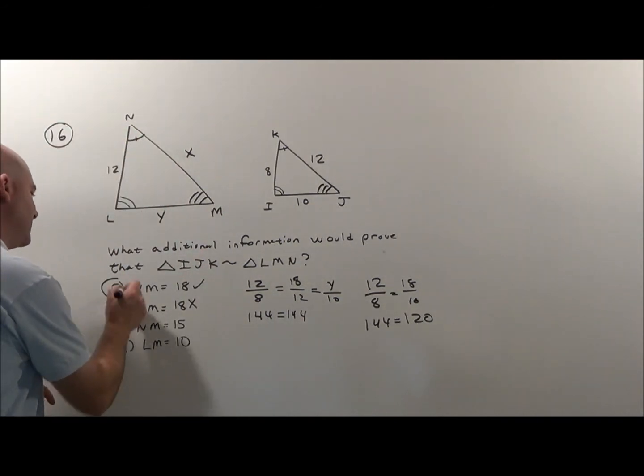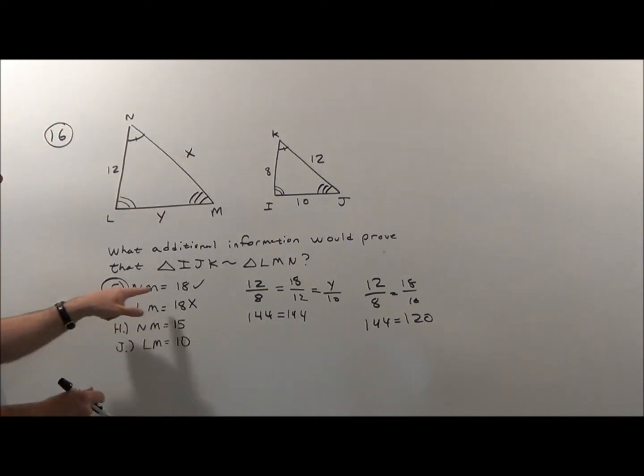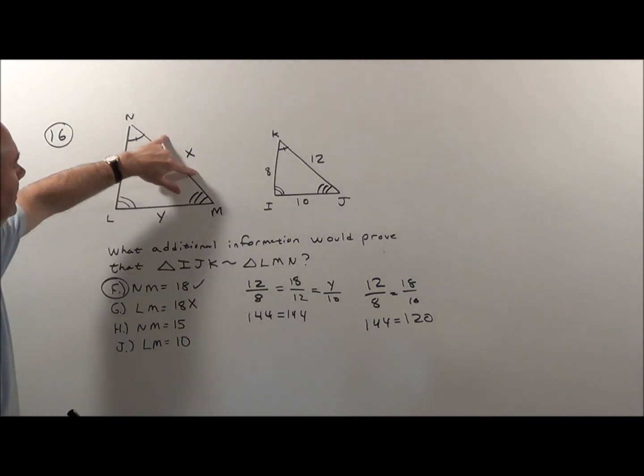So in this case, it was nice of them. They put it as the first option. We know it is NM right here is 18.